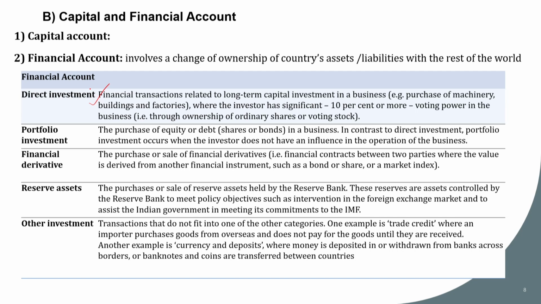So in the portfolio investment component, instead of directly engaging in capital investment, they purchase equity or debt instruments in a business. In short, in contrast to direct investment, portfolio investment occurs when the investor doesn't have an influence in the operation of the business. Then we have the third component, called financial derivatives.